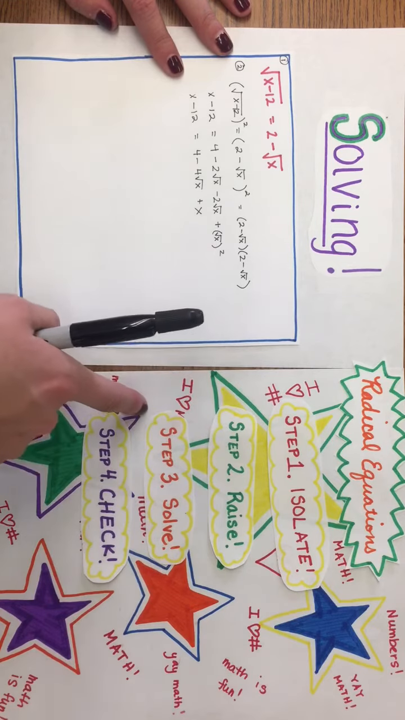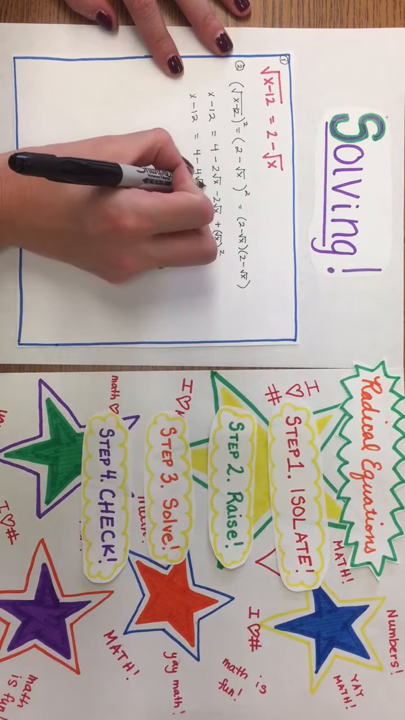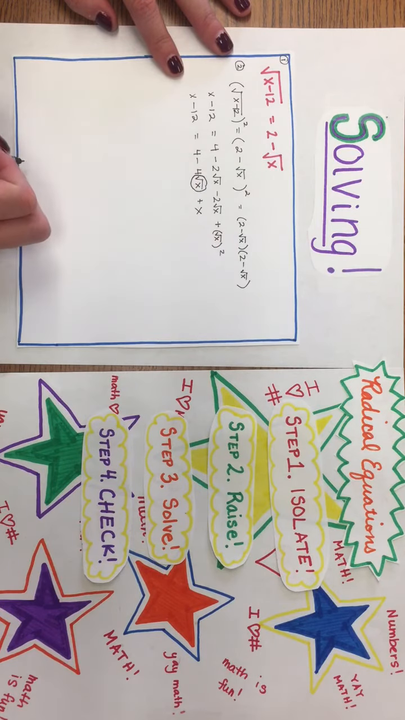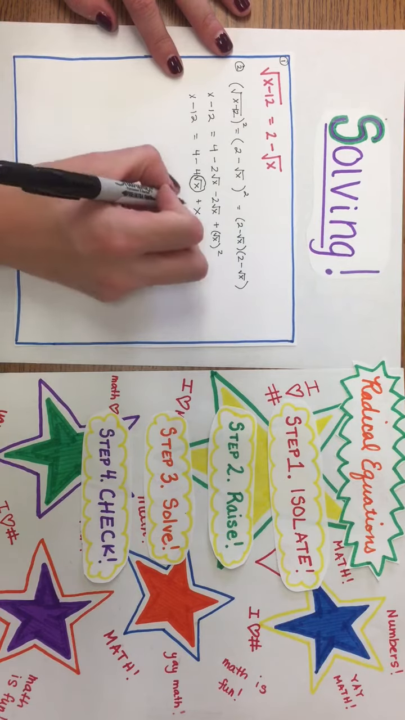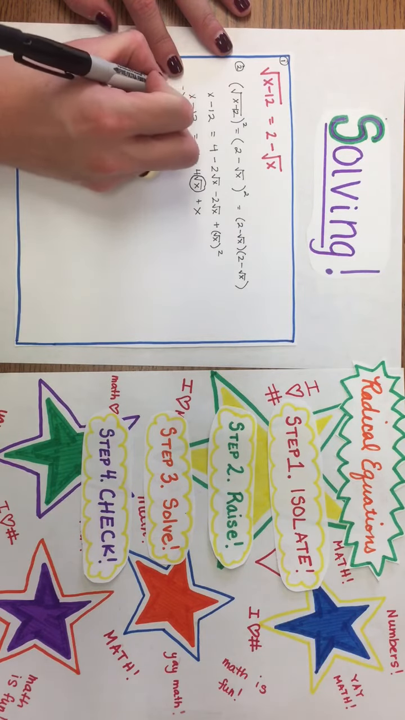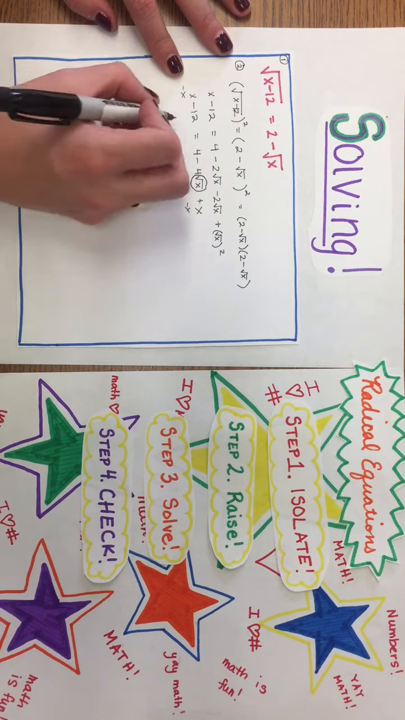I can't move on to step three right now. I'm instead going to go back to step one because I still have a radical. So I'm going to now isolate this radical by bringing everything else to the other side. So I'm going to start by subtracting x from each side to get rid of this x. And actually my x's end up going away.